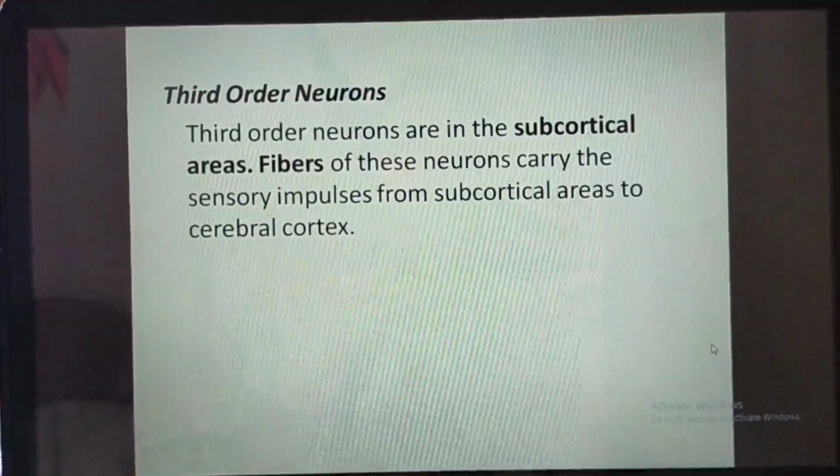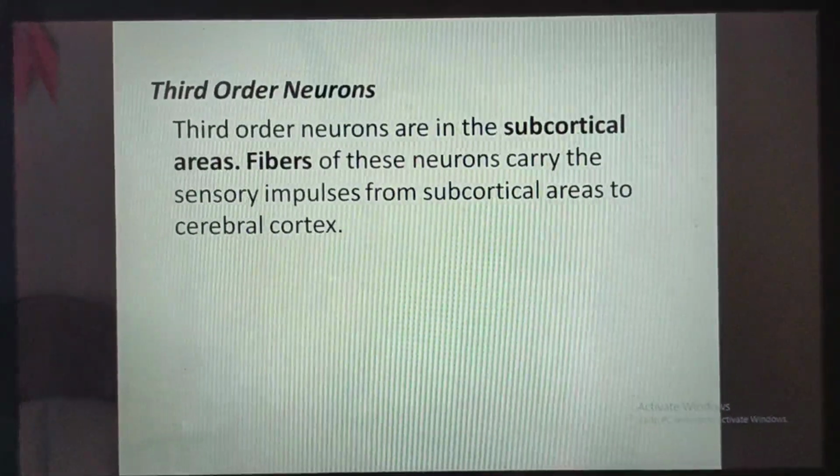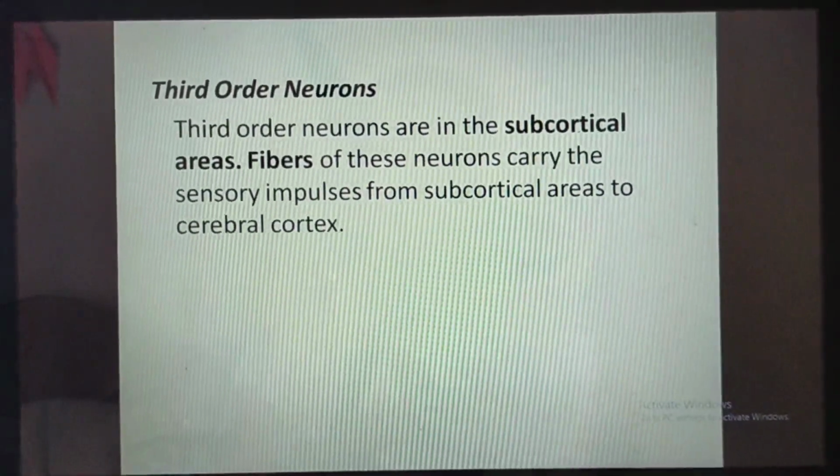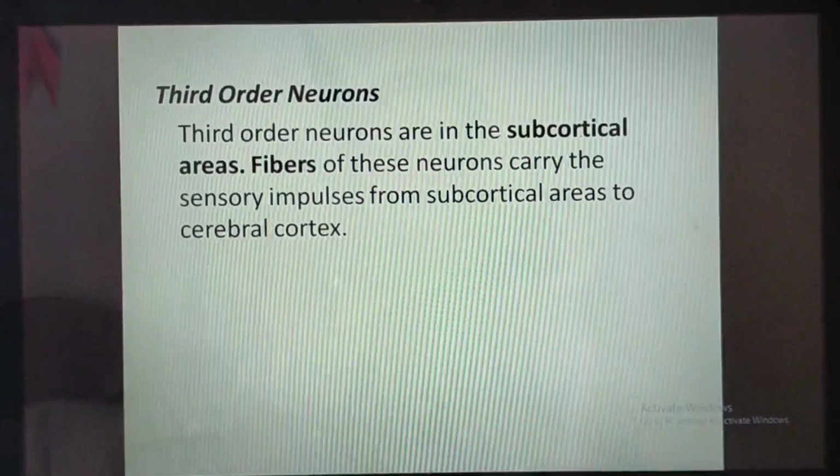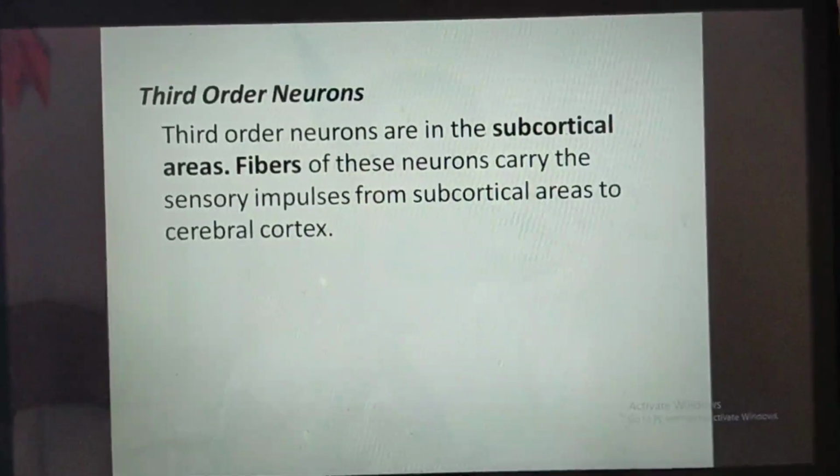Now we'll see the third order neurons. Third order neurons are in the subcortical areas. Fibers of these neurons carry the sensory impulses from subcortical areas to cerebral cortex.